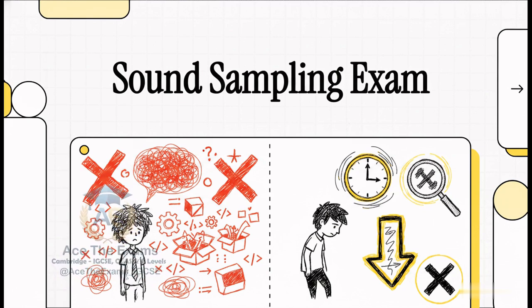On the right, we have Sam. Sam's problem is entirely different. Sam rushes under the timer pressure and completely misses the command word requirements. So we have got two genuinely smart students, but two completely flawed answers. Today, we are going to fix that.